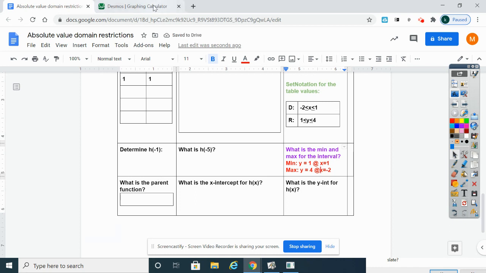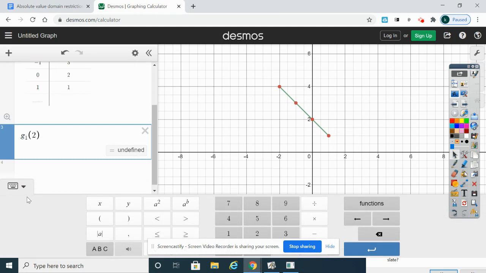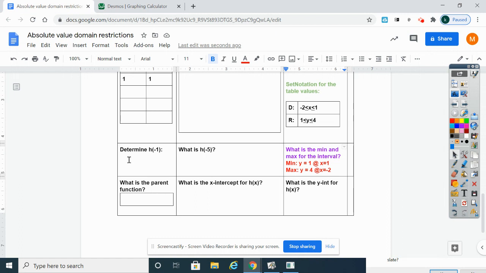Determine h of 1, -1. They call it h, but we're going to call it g. If that confuses you, go ahead and change it to h. That is +3. So you're just saying if the input, if we plugged in -1, that would give me +3.